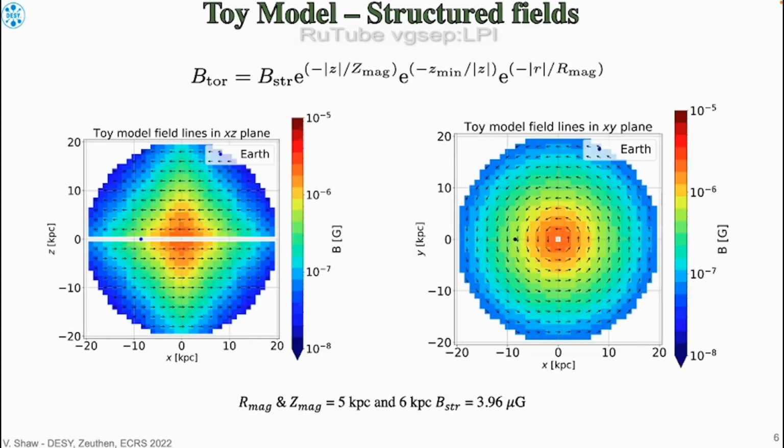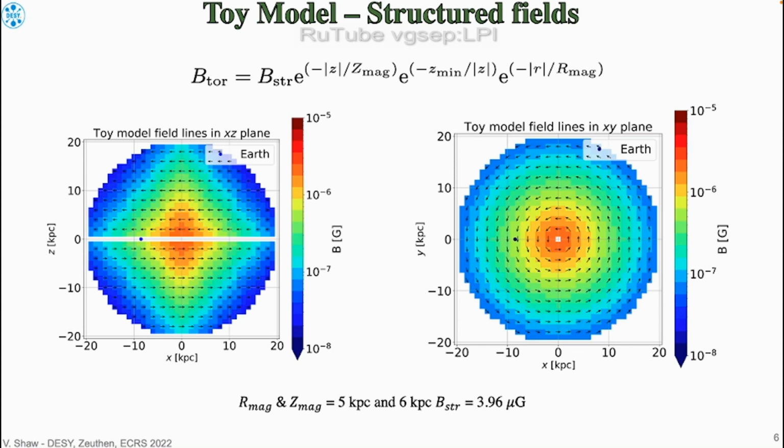Our magnetic field model is something very simple. It's a toroidal field which has radial and azimuthal cutoffs, which are free parameters, so this Z_mag and R_mag. And the strength of the field is also a free parameter. And the field reverses direction above and below the galaxy. So basically, it's a very simple toroidal magnetic field, which was also motivated by rotation measure observations.